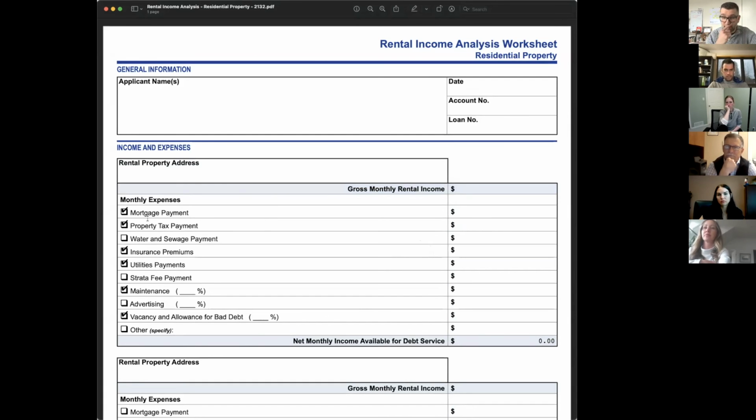But the way that they do it, like Chris says, sometimes they'll include a calculation for heat and taxes, and sometimes maybe they won't. Sometimes they might include something like, so here they've got maintenance. So they might say you have to include 5% for maintenance, or you have to include 5% for vacancy.